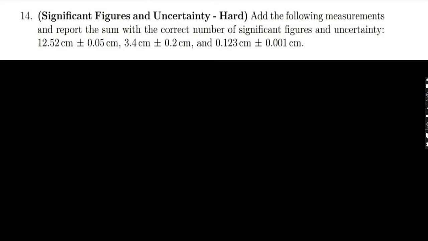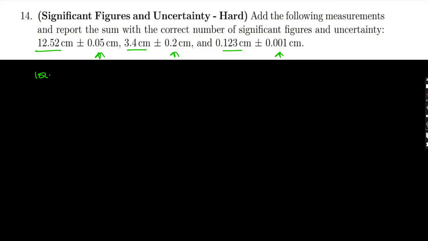Okay, now let's do this question. Add the following measurements and report the sum with the correct number of significant figures and the uncertainty. Here is what you need to know. This first part are the values, and the other part are the uncertainties. So we're going to add these independently. We're going to first add the values.